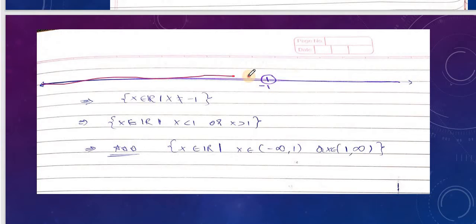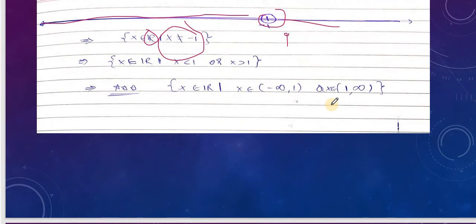Everything is completely shaded except this -1. So this x takes all the values except the -1. Except -1, it takes all the real numbers. Okay, so to denote that, it only has this hollow bracket on -1, but all the other areas are completely shaded. Okay, so I hope you understand that.